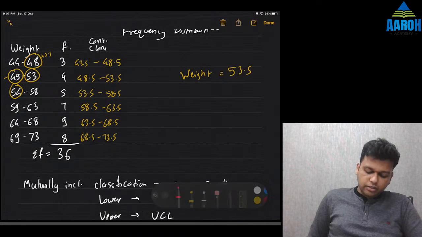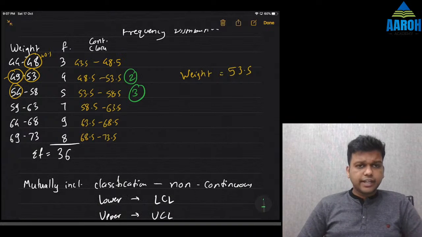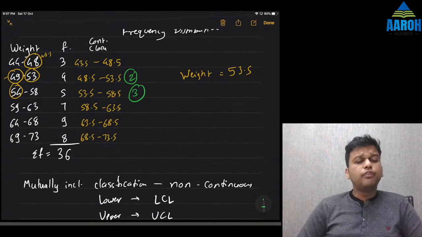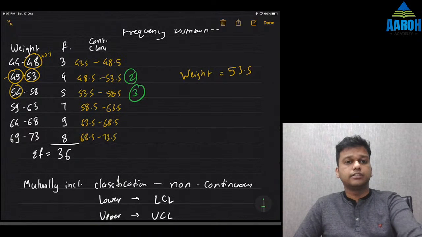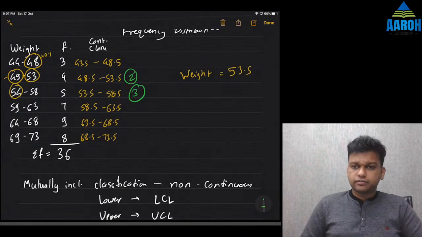Can anyone tell me, should we include that student in the second class or third class? If we are getting weight exactly as 53.5, where should we include him? Second class or third class? Anyone, any idea? I'll wait for you because again, I'm getting a bit of lag in comments.